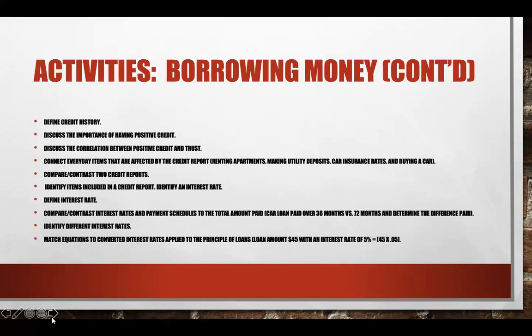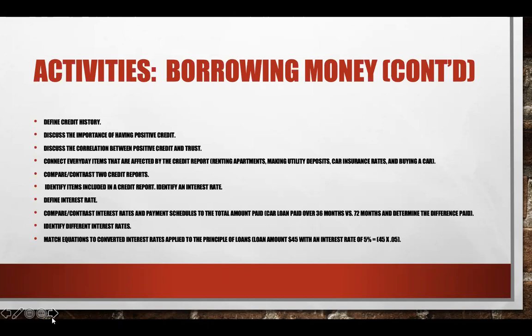All right, also, you want to help students maybe define credit history, discuss the importance of having positive credit. And all these you could do yourself. You could bring in guest speakers, or you may have some of your students that maybe have a better understanding of this, be the ones to also help.